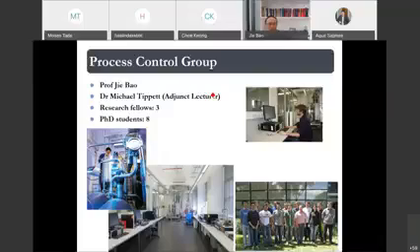In the process control group, we have 3 research fellows at this moment and 8 PhD students. By the way, I think the photo is pretty old, and you can still see some previous students in it. What we see here is Dr. Michael Tippett pretending to do experiments.